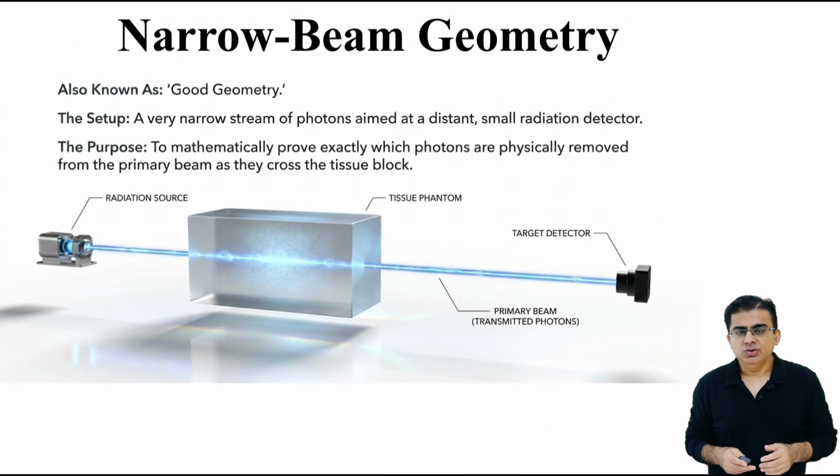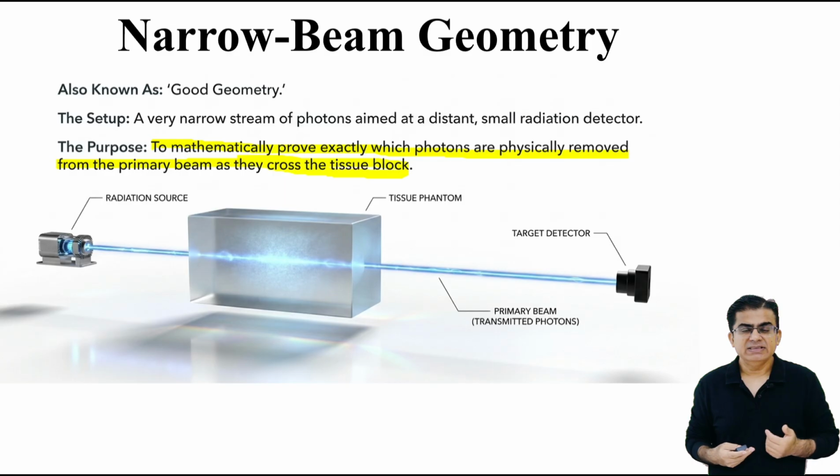Now I am going to show you an experiment medical physicists have performed to show these three possible fates of an X-ray photon beam. It is a classic physics experiment called narrow beam geometry. Some physicists also call it good geometry. Why do we need this experiment? We need it to mathematically prove exactly which photons are physically removed from our treatment beam.